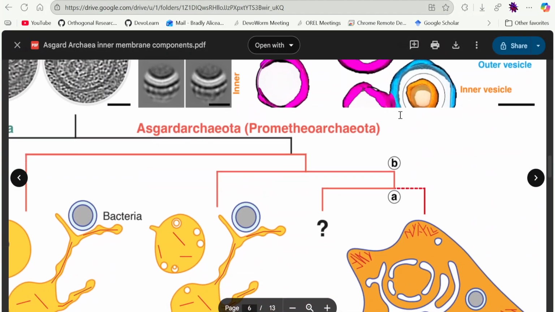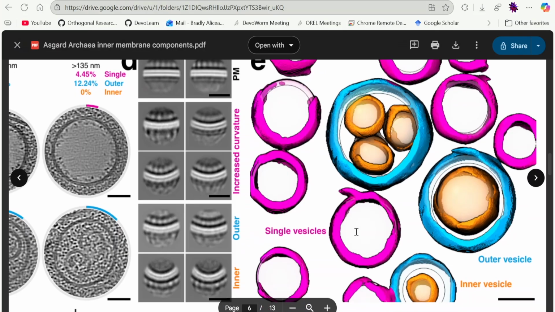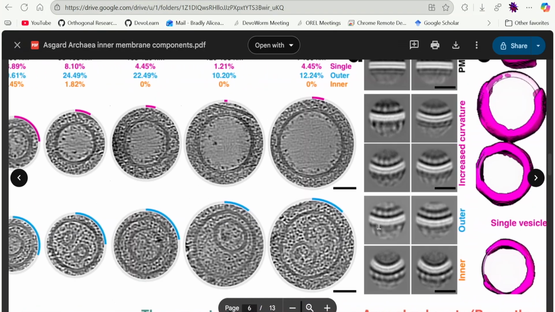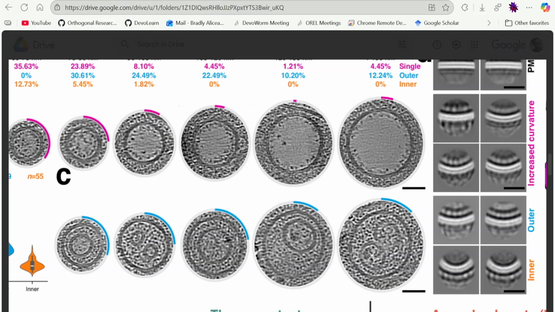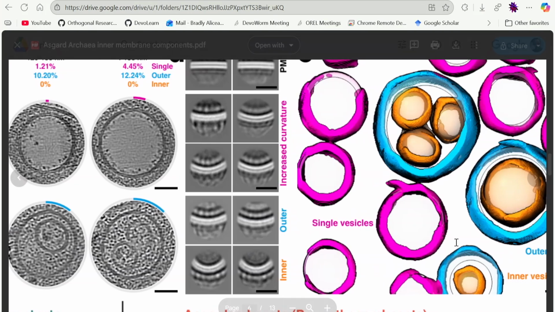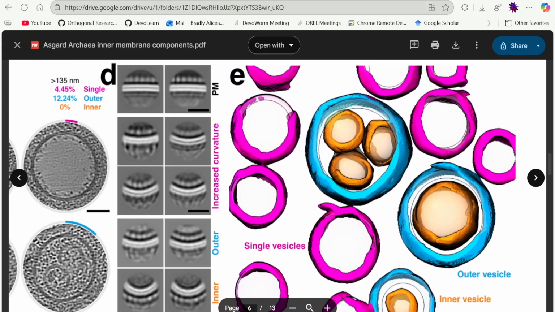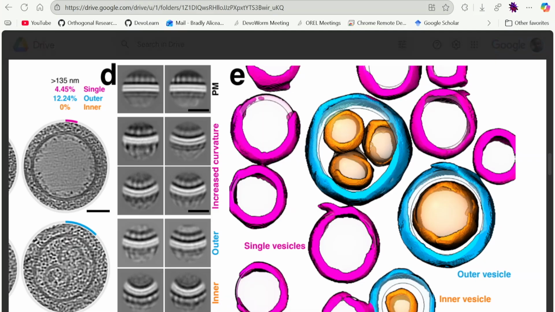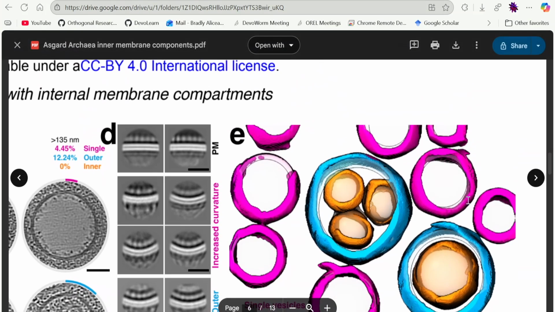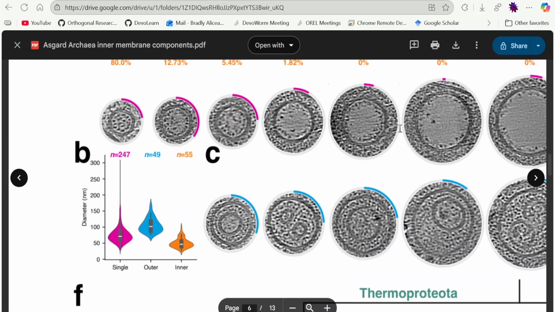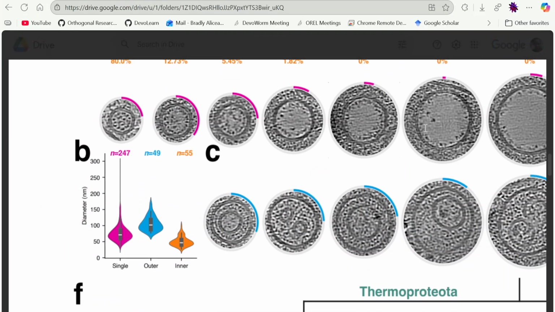And then these are the segmentation models of these single vesicles. You have an inner, so the inner vesicles are these circles within, and then the outer vesicles are these circles on the outside. So they kind of clarify this here. The outer vesicle here is in blue in the segmentation model. The inner vesicle is in orange. So you have vesicles where you have sort of a ring, which is the outer vesicle, and then vesicles within it, which is the inner vesicle. And then you have these single vesicles in purple. And I'm trying to see if they have any single vesicles here. They don't really have good examples of that.